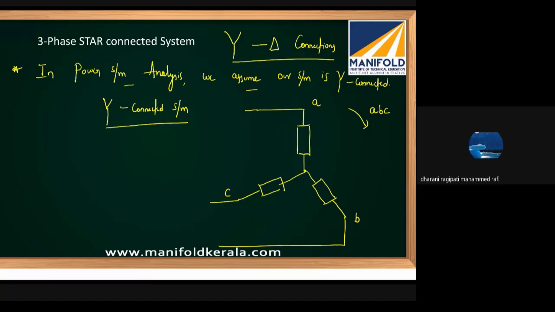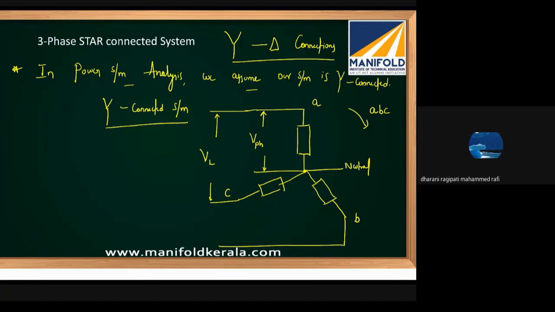So this is the neutral point. The voltage between any phase and neutral is called phase to neutral voltage. We will denote it with V phase. Similarly, the voltage between the two phases is called line to line voltage, which we will denote by VL. Understand? So the voltage between the phase to neutral is phase voltage. The voltage between any two line to line conductor is a line to line voltage.